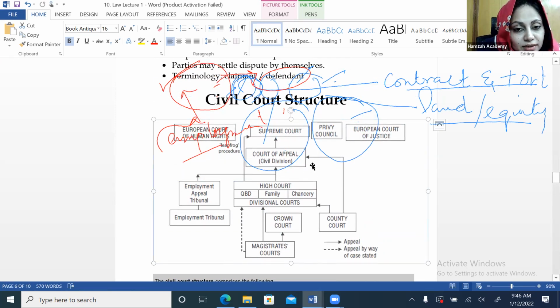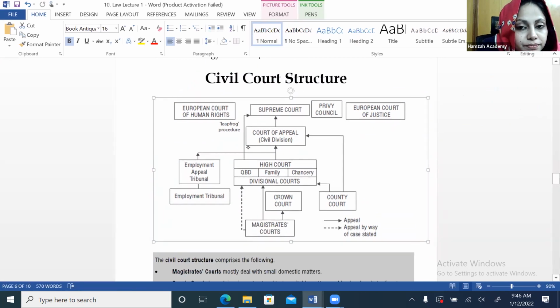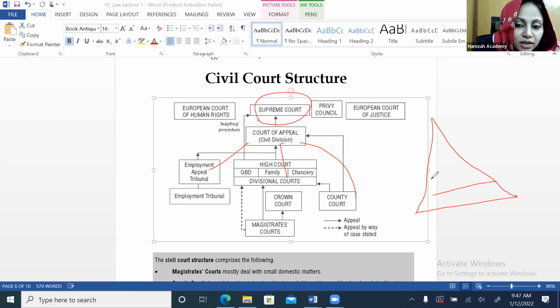Now, after the employment appeal tribunal and High Court, the senior court is the Court of Appeal, right? What does the Court of Appeal do? Court of Appeal hears appeals from employment tribunal, from High Court, and from County Court. And after the Court of Appeal, the highest court is the Supreme Court. So the cases come and are resolved in pyramid form. So many cases are resolved at their own courts, and very few, very rare cases come into the Supreme Court, which is the highest court of the state.